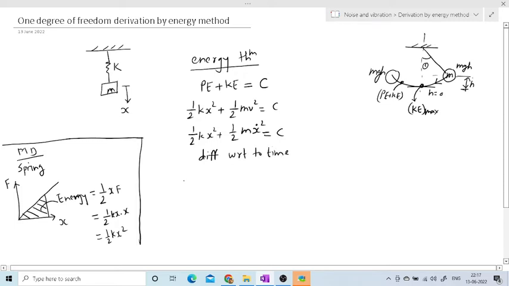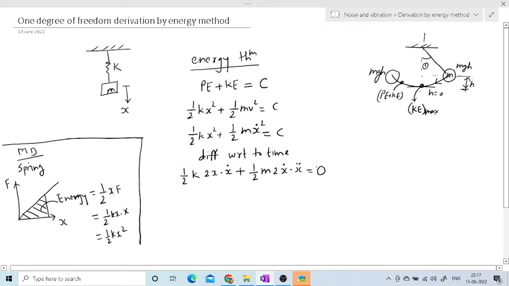Differentiate with respect to time. After the differentiation, this equation will become: the half is constant, k spring stiffness is constant, and for x squared, it is 2x, the differentiation of x squared is 2x into the differentiation of x, which is x dot, plus 1/2 m, this one is constant. Now differentiate x dot squared, so it is 2x dot into the differentiation of x dot, which is x double dot, is equal to the differentiation of a constant, which is 0.